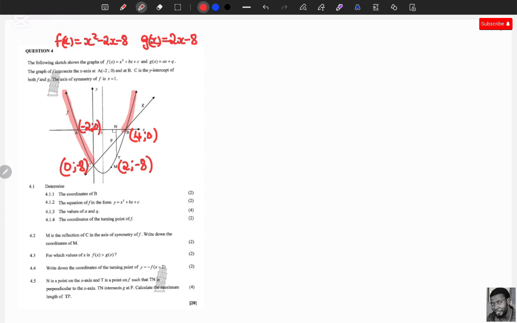To provide the answer there, for 4.3, you will say x should be less than 0. You can see the first portion here. That's x less than 0. And the other one, x must be greater than 4. X must be greater than 4 on the other side.